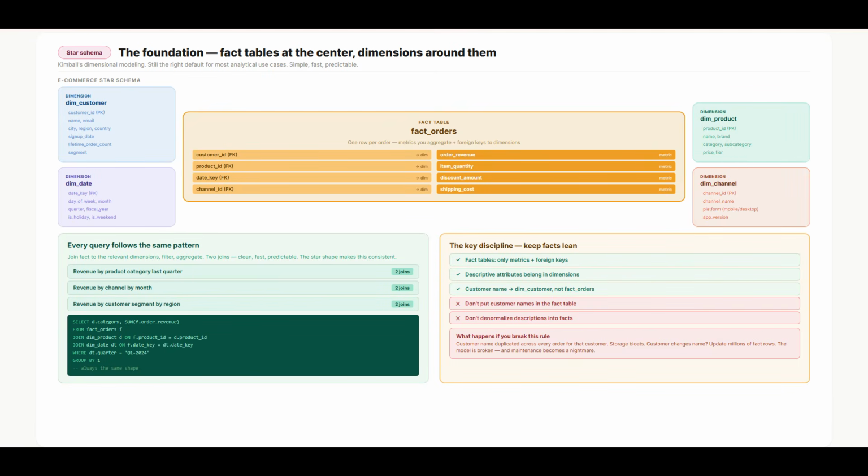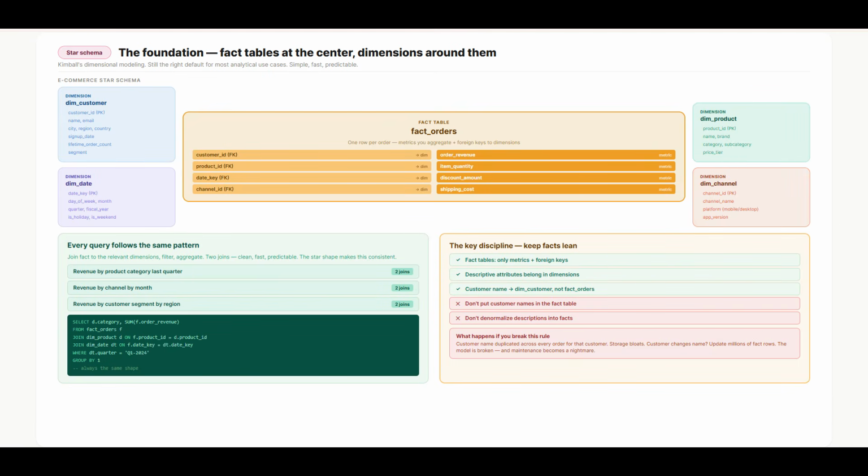When an analyst wants to know total revenue by product category last quarter, they join the fact table to the product dimension and the date dimension. Two joins, clean, fast, predictable. When they want revenue by channel by month, two joins. Revenue by customer segment by region, two joins. The star shape means every query follows the same pattern. Join fact to the relevant dimensions, filter, aggregate.